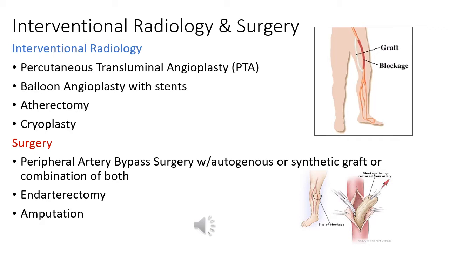The final procedure that I wanted to just mention is the endarterectomy. And we talked about this with stroke. We talked about it in terms of a carotid endarterectomy. Same thing here. They would surgically open the artery, probably through an incision, and pull out that plaque, and then sew it back up and put kind of a patch over it to keep the vessel strong.